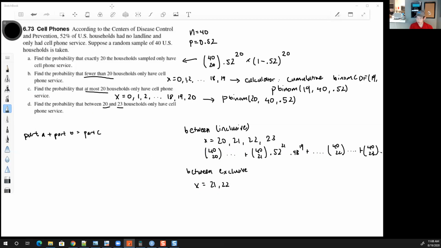For 73D, why can't we do binomial CDF for 23 and 20 to find the probabilities and then subtract the probability of 20 from 23 like we did for the heights? Okay, so you can do something like that, except you have to do 24, all right?